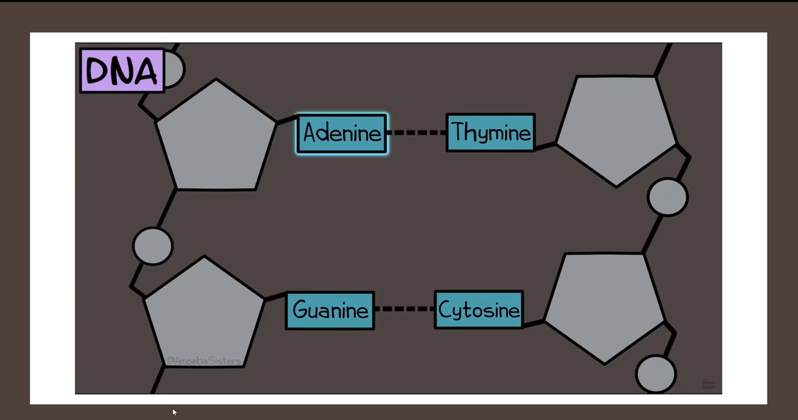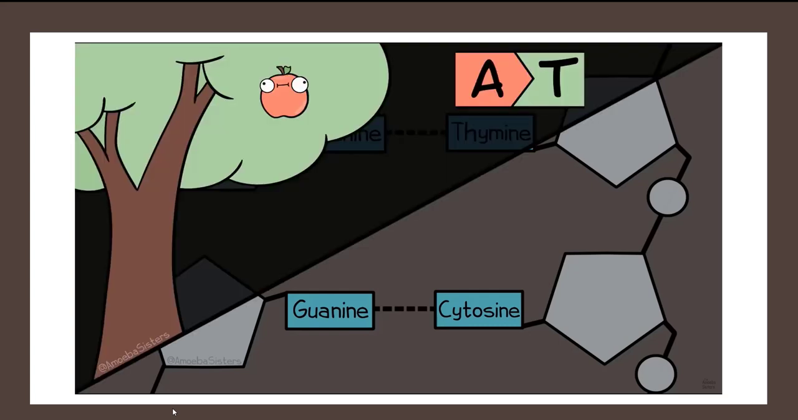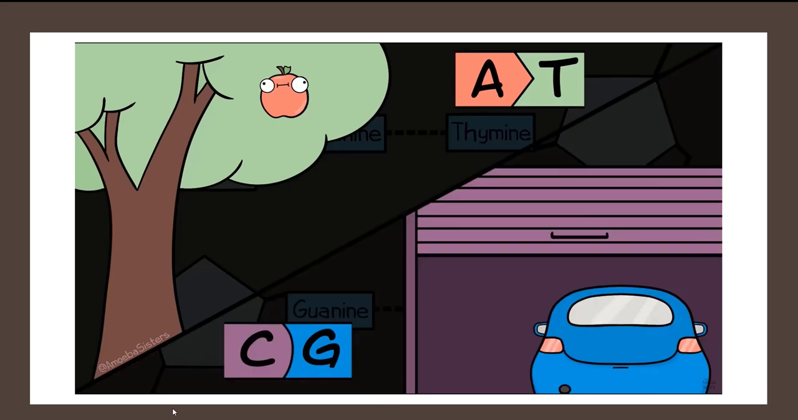The bases in DNA are adenine, thymine, guanine, and cytosine. It helps to remember the popular mnemonic, apples in the tree, that helps you remember that A goes with T, and car in the garage, so C goes with G, to understand how DNA bases pair.